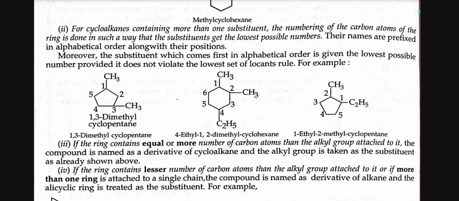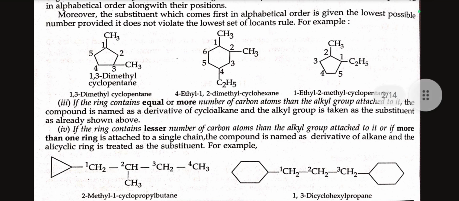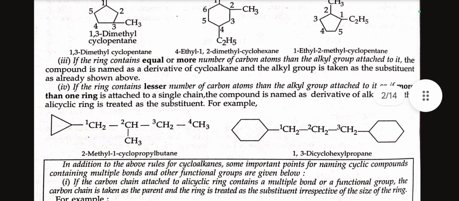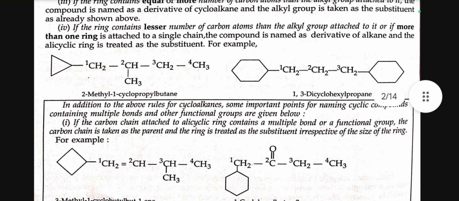If a ring contains equal or more carbon atoms than the alkyl group attached to it, the compound is named as a derivative of cycloalkane and the alkyl group is taken as a substituent as already shown. If the ring contains fewer carbon atoms than the alkyl group attached to it, or if more than one ring is attached to a single chain, the compound is named as a derivative of alkane and the alicyclic ring is treated as the substituent. For example, 2-methyl-1-cyclopropylbutane, 1,3-dicyclohexylpropane.